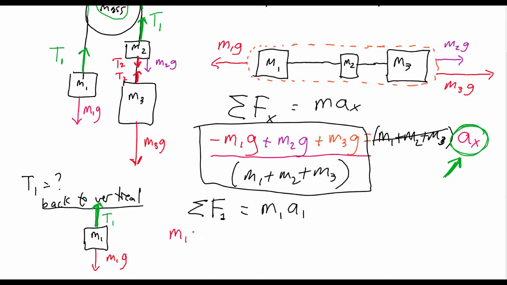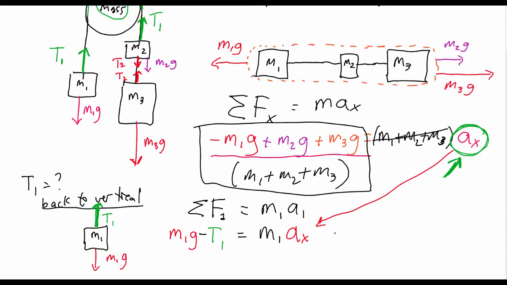I'm just getting more specific. M1G. What's the other force that's acting on this? Only the tension, T1. And that is going to be equal to M1, the mass 1, times its acceleration, which we already know is the same as over here. So this is just AX that I found. Let me go ahead and put that in red because we already got that in red. That's AX that we found from right over here. That's the same thing. We know that.